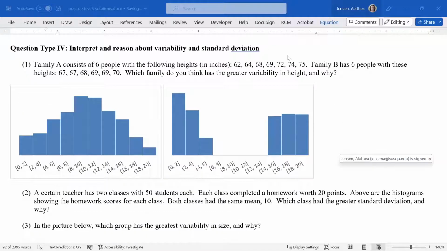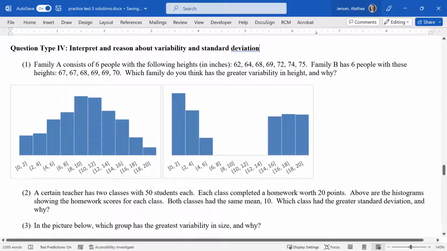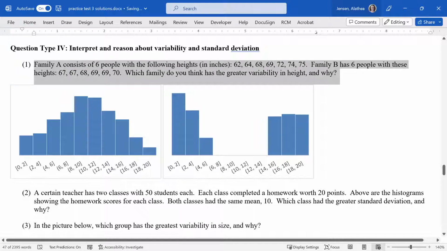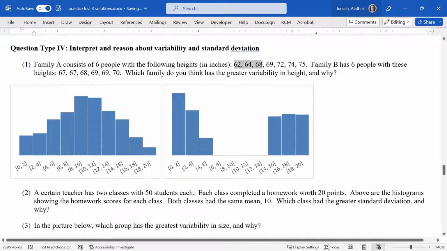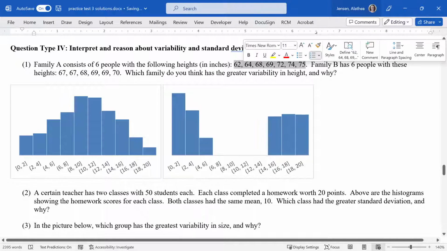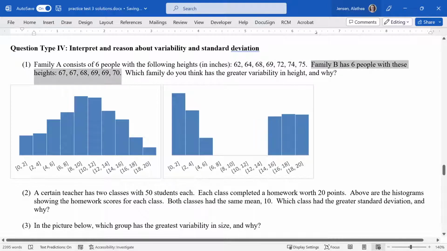Question type 4 is interpret and reason about variability and standard deviation. Okay, so the first question is about 2 families. Family A consists of 6 people with the following heights in inches: 62, 64, 68, 69, 72, 74, 75. Family B also has 6 people with these heights: 67, 67, 68, 69, 69, and 70. Which family do you think has the greater variability in height and why?